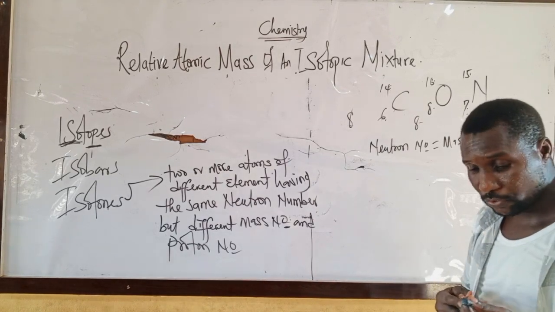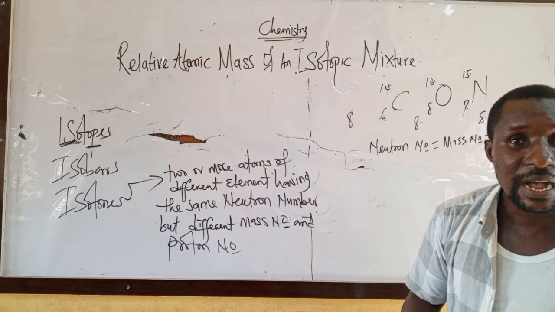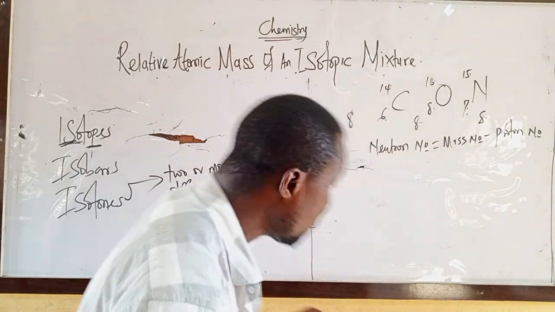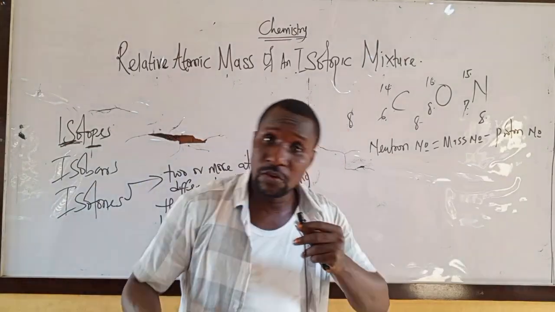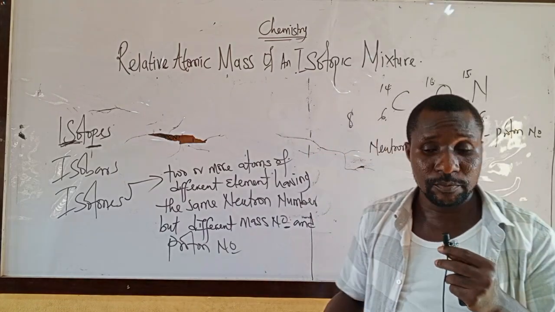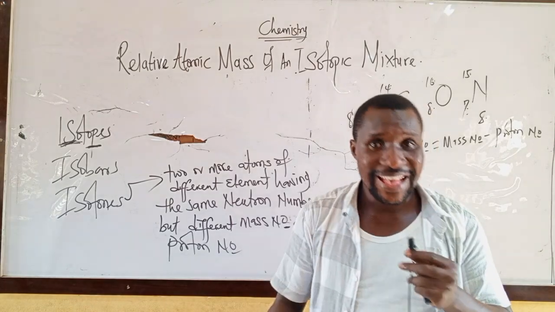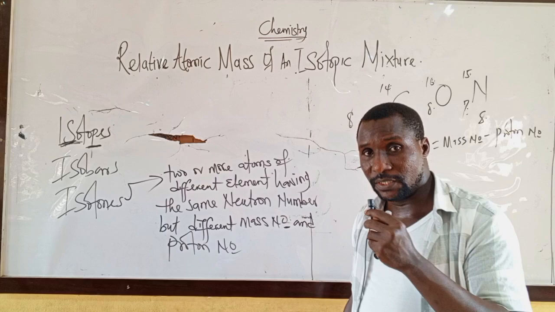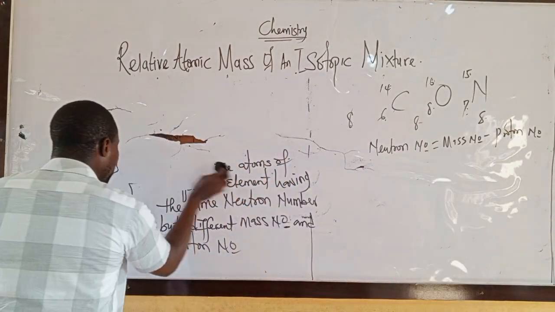That is isotone. This one also, they have different physical and chemical properties. Take note of that. Then let us move to relative atomic mass of isotopic mixture. I hope that you've understood the meaning of isotope now. Isotopes are two or more atoms of the same element having different mass number but the same proton number, which is atomic number. Let's move.